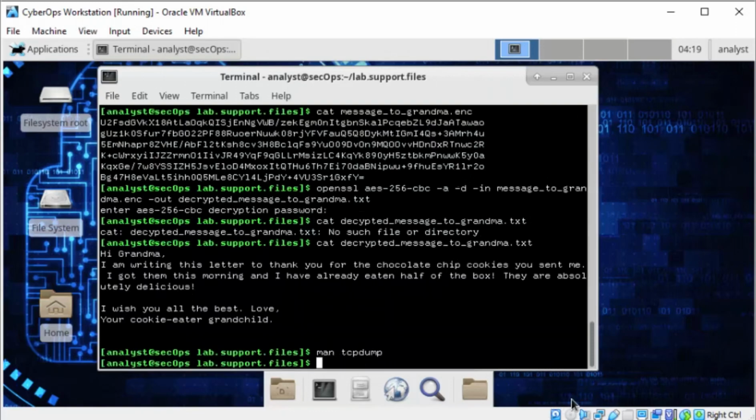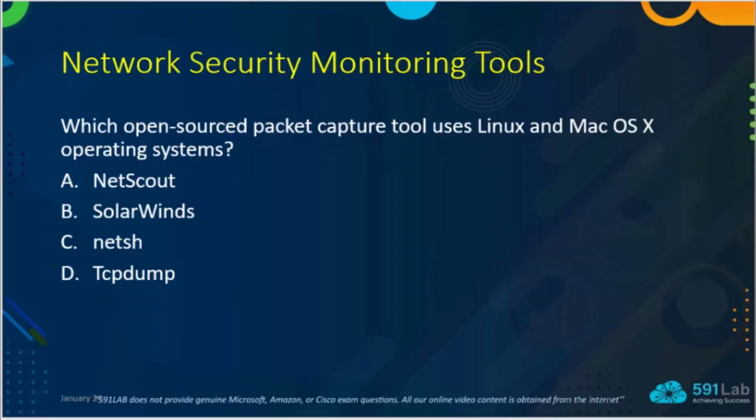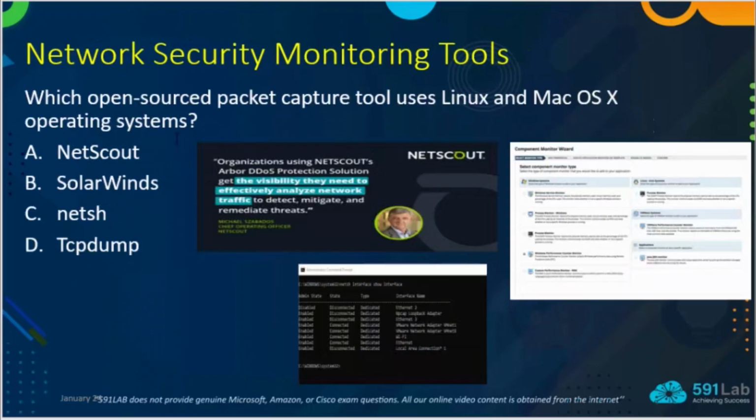Coming back to our question, this is talking about which open source packages. NetScout is also used to analyze network traffic, but it's not open source. Likewise, SolarWinds is not an open source application or utility tool. And netsh is a Windows utility tool for network configuration. Are you getting it?